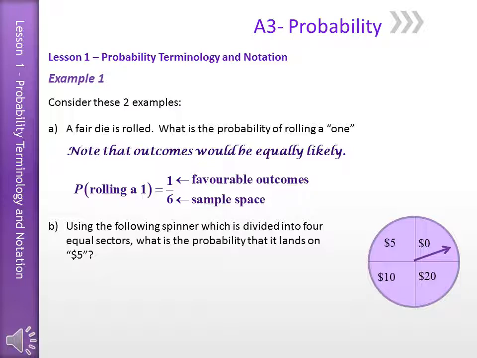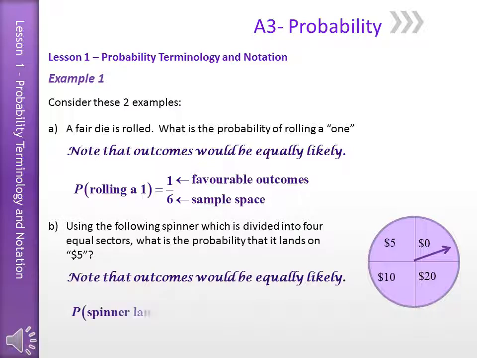B. Using the following spinner, which is divided into 4 equal sectors, what is the probability that it lands on a $5? Again here, the outcomes would be equally likely. Each of those sectors is the same size. So the probability of the spinner landing on the $5 would be 1 over 4, because the 5 is just one of the 4 possibilities, and the sample space on the bottom is 4, because there are the 4 different possibilities that we have.